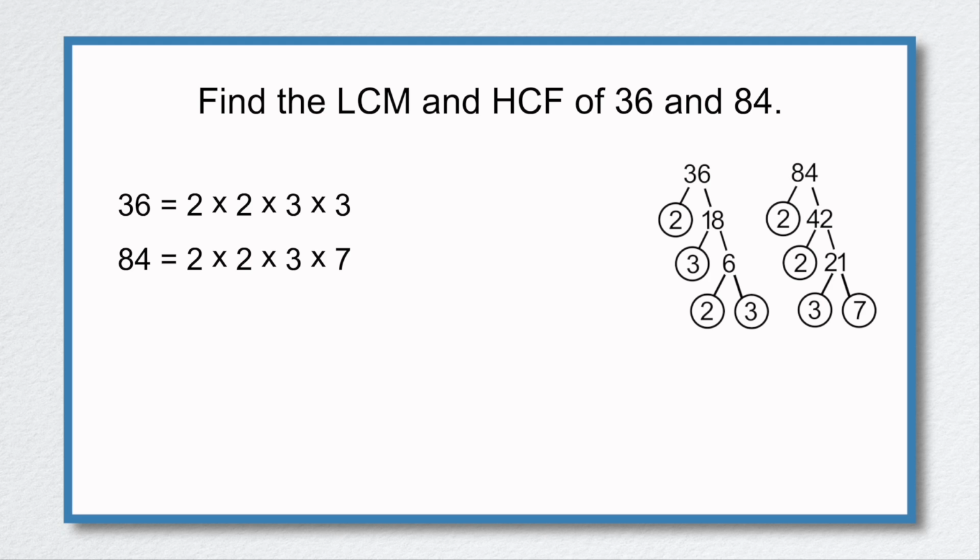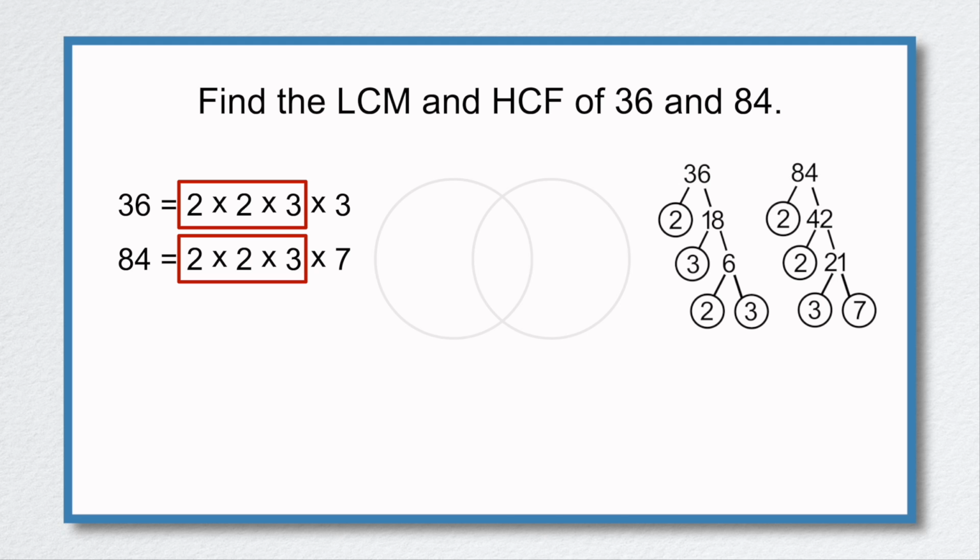Notice that I've written the prime factors in long form. I haven't written 36 as 2 squared multiplied by 3 squared. The reason for this is that I want to look at an overlap of prime factors between 36 and 84. And this is the next stage in finding the lowest common multiple and highest common factor. We can see that for 36 and 84, there is an overlap of 2 times 2 times 3.